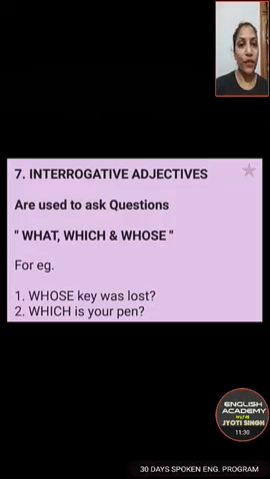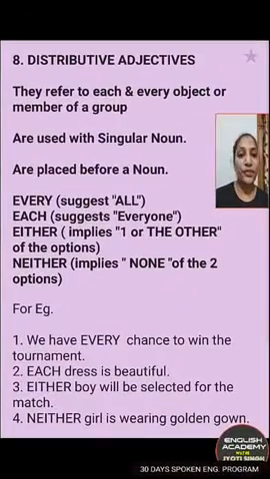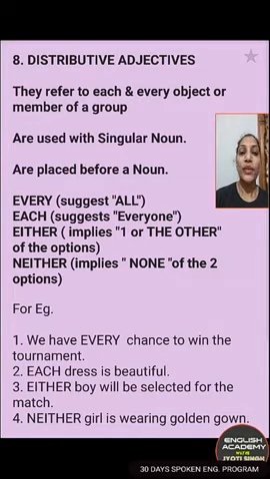Let's move towards the last type of adjective. Distributive adjectives. Distributive adjectives refer to each and every object or member of a group. They refer to each and every one, are used with a singular noun and are placed before a noun. The commonly used distributive adjectives are every, which refers to all, not to one or a single one, but to all present in that group.